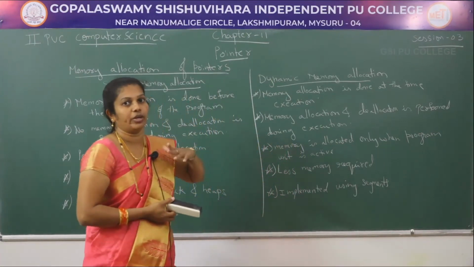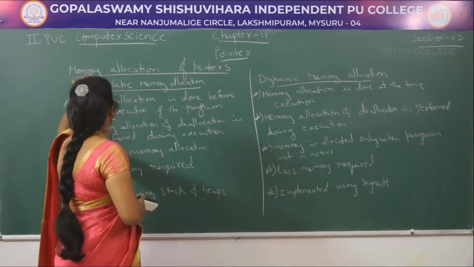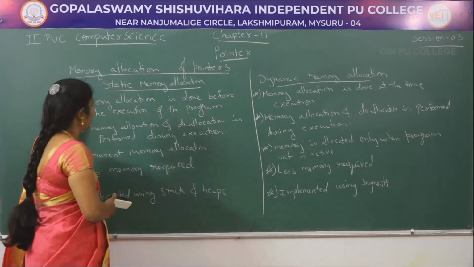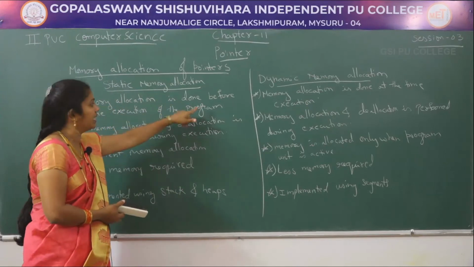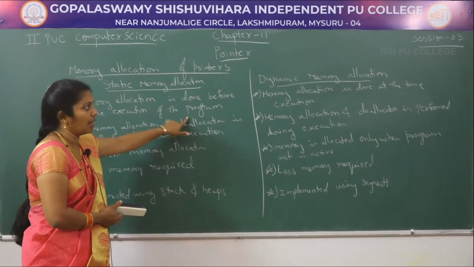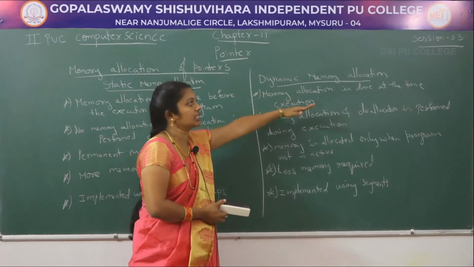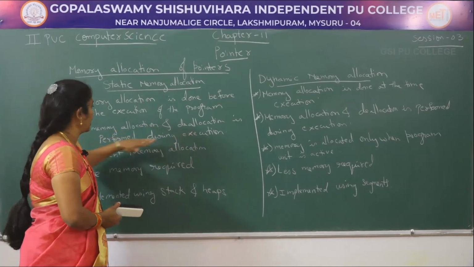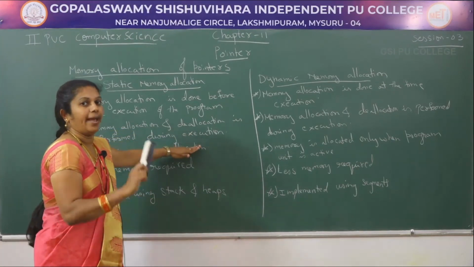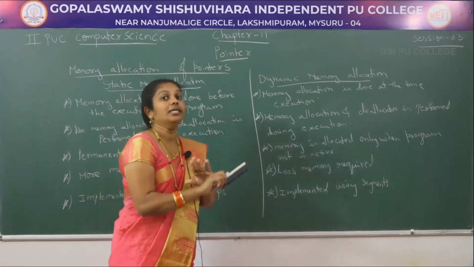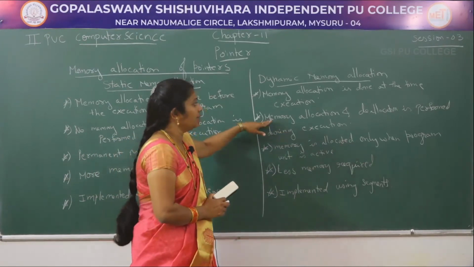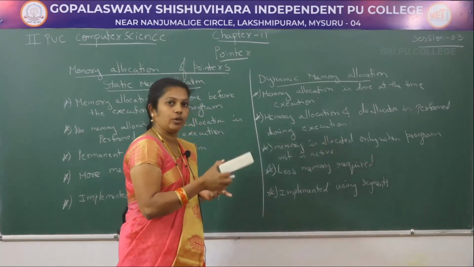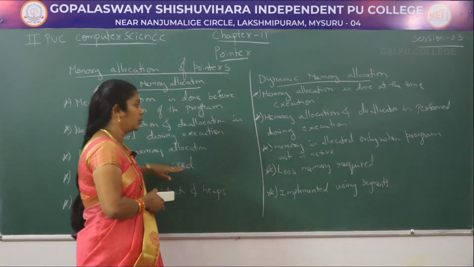Whereas when they come on memory allocation, it can be two types. One is static memory allocation, one more is dynamic memory allocation. In static memory allocation, memory is allocated before the execution of the program, whereas in dynamic, memory allocation is done at the time of execution. No memory allocation and deallocation is performed during execution time. Whereas here memory allocation and deallocation is performed during execution time.